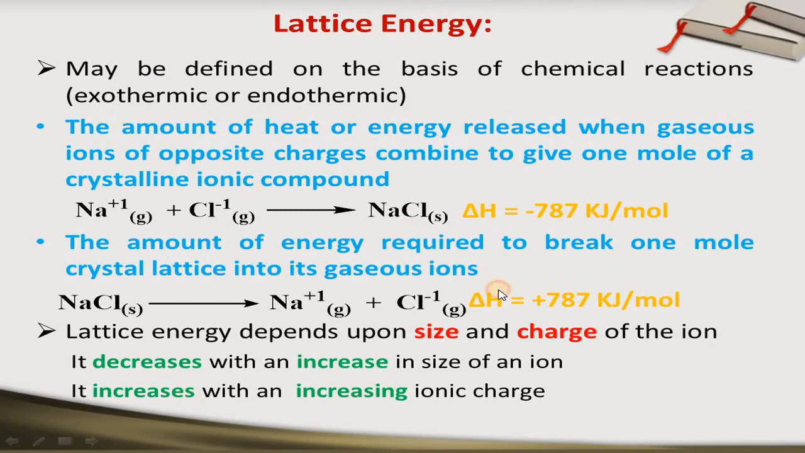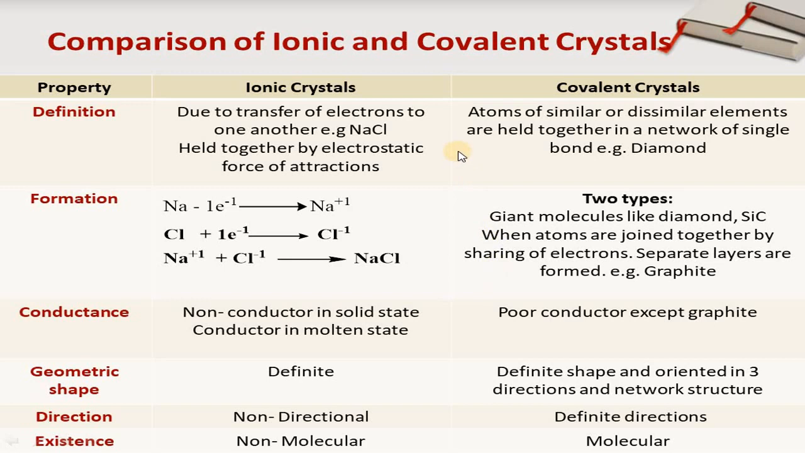Next we have the comparison between ionic and covalent crystals. You can write the comparison between both of these in this way: first you write the property in which they differ from each other, and then you write the respective characteristics. First we have the definition. Ionic crystals are basically formed due to the transfer of electrons from one atom to another. For example, sodium chloride, which we have discussed earlier, and they are held together by electrostatic forces of attraction.